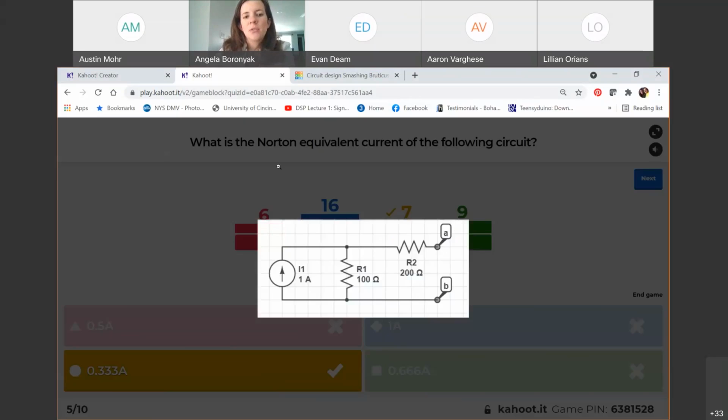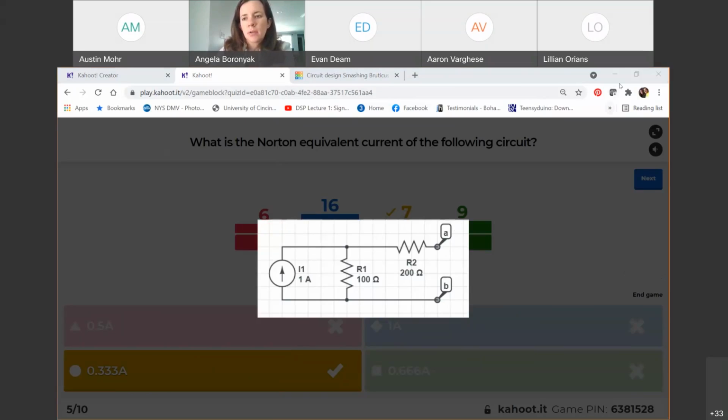Okay. How do we find the Norton equivalent current for a two-terminal circuit? Thevenin equivalent voltage, we said, was the open circuit voltage. Looking for the voltage between A and B. What do I do for Norton equivalent current? Do I leave it as an open circuit? Or what do I do? Good, Miriam. I short circuit between A and B.